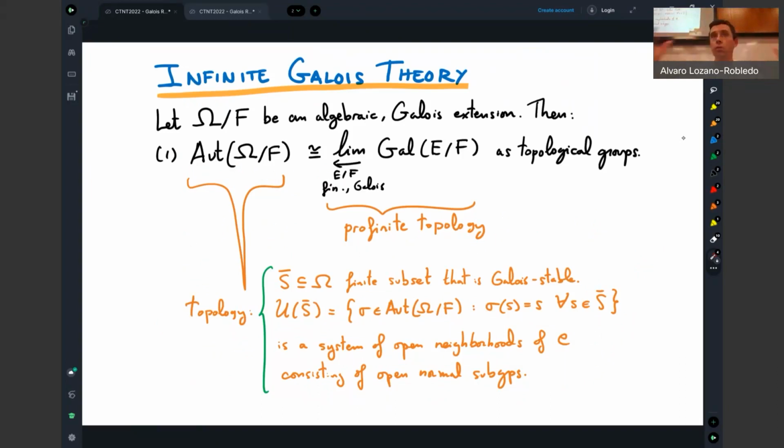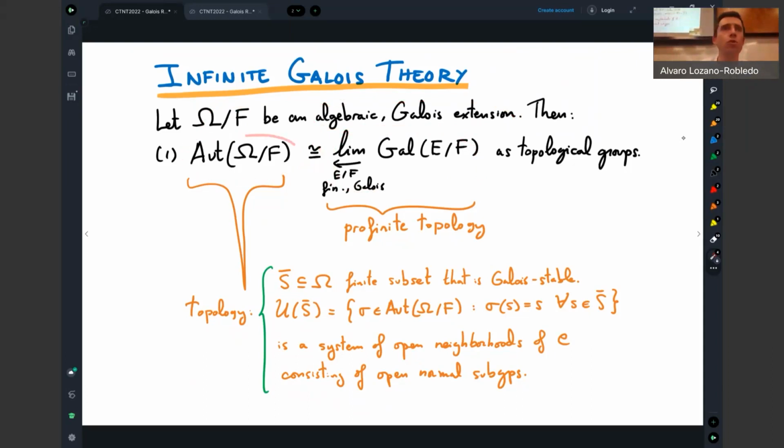So there is a whole course dedicated to proving the infinite Galois correspondence. And this is the correspondence. So first of all, if you have an algebraic Galois extension, infinite, say, but any algebraic Galois extension, omega over F, then first of all, the thing that I defined to be the automorphism group, this inverse limit of Galois groups, it is isomorphic to the automorphism group of omega over F.